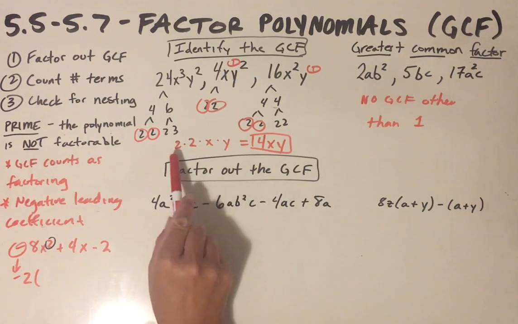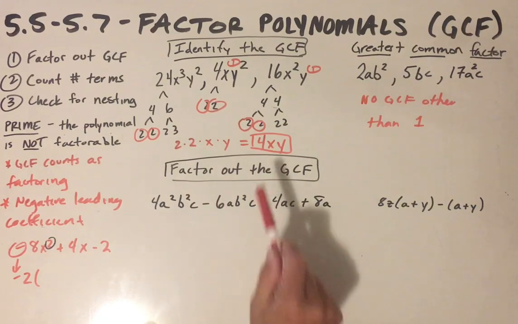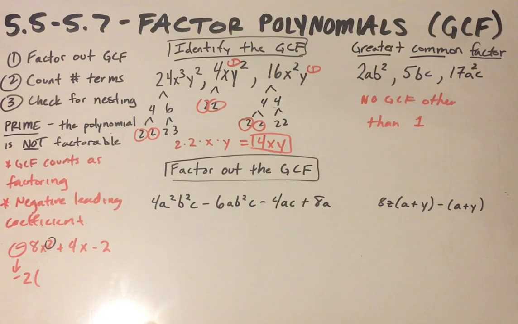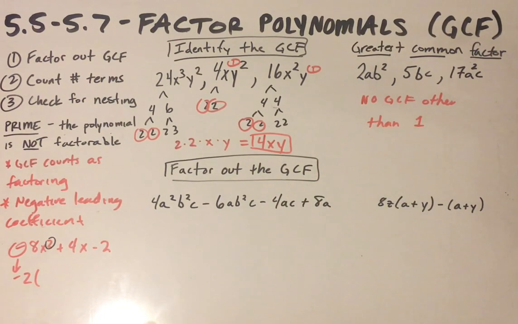So you can have a constant GCF, you can have a variable GCF, you can have both. Sometimes you might just have a constant, sometimes you might just have a variable, sometimes you might have nothing. So this is identifying the GCF. Okay, but most of our problems will say factor out the GCF. So how would I factor out the GCF?